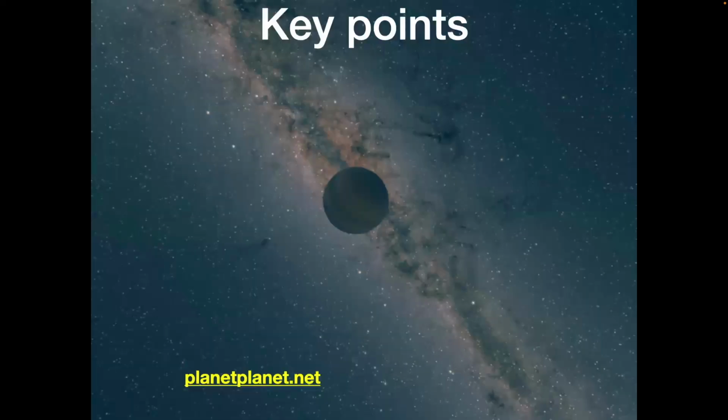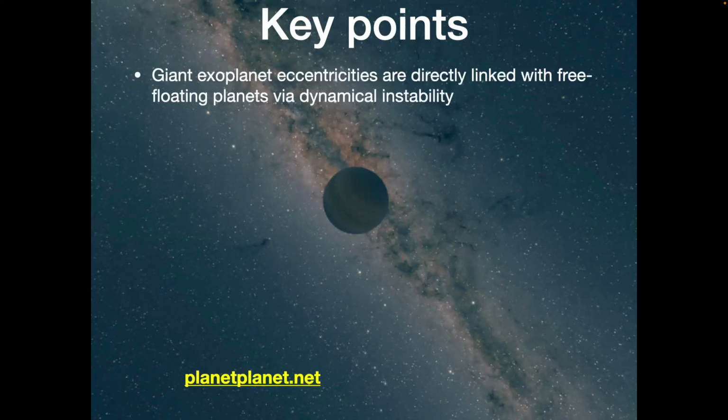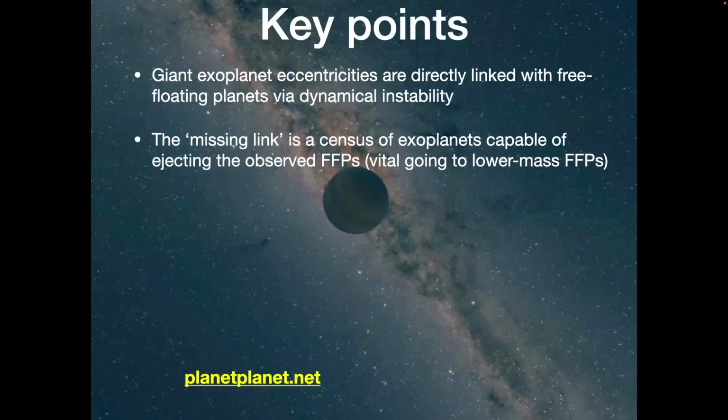So let me just summarize the key points. First one being that the giant exoplanet eccentricities are a direct link with free-floating planets via dynamical instabilities, planet-planet scattering. And so it's a nice way to anchor these theoretical models to free-floating planets. A key missing link is the census of exoplanets that can eject the observed population of free-floating planets. And this is key, especially going to lower mass ones, such as with the microlensing technique.